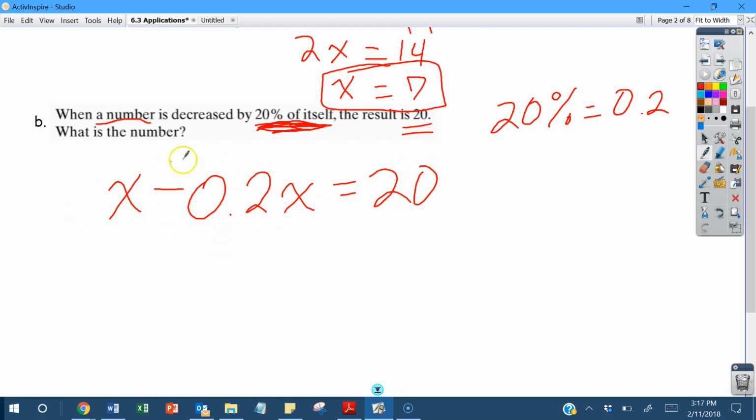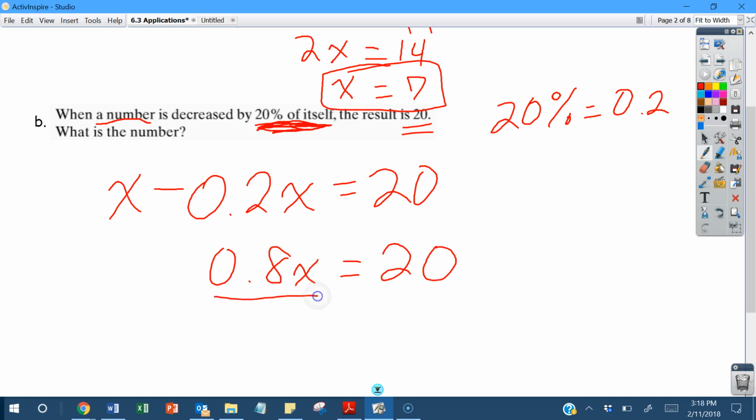I'm going to combine some like terms here. Here I have 1x, and I'm taking away 0.2x. This is the same thing as 0.8x. So 1 minus 0.2 is 0.8. Actually this is saying that 0.8 times x is equal to 20, or 80% of x is equal to 20. So taking away 20% of something gives you 80% of that. That kind of makes sense.